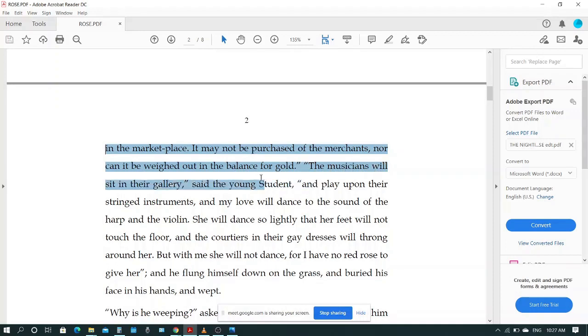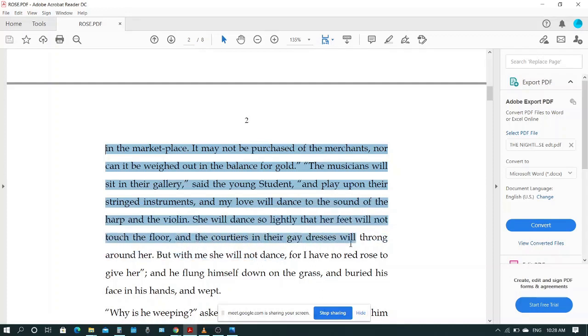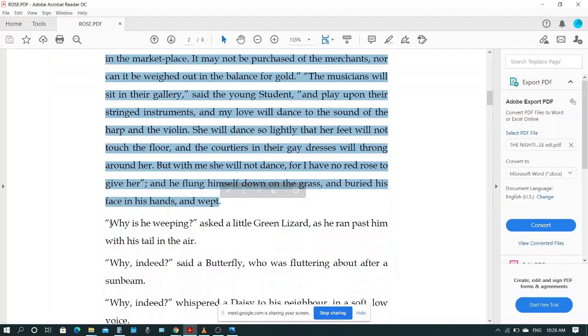"The musicians will sit in their gallery," said the young student, "and play upon their stringed instruments, and my love will dance to the sound of the harp and the violin. She will dance so lightly that her feet will not touch the floor, and the courtiers in their gay dresses will throng round her. But with me she will not dance, for I have no red rose to give her." And he flung himself down on the grass and buried his face in his hands and wept.